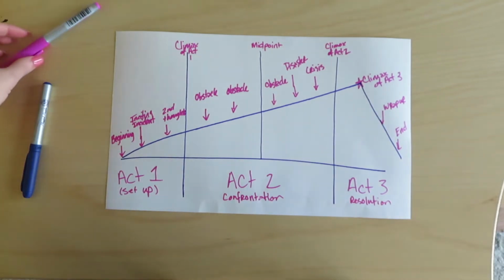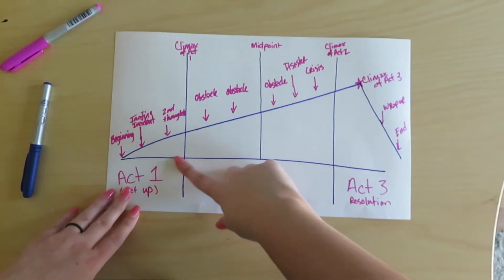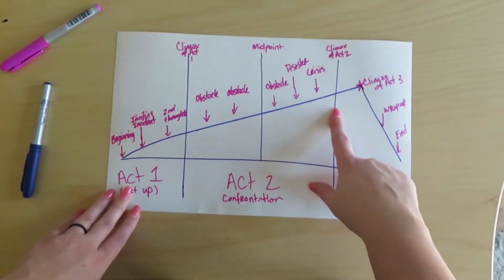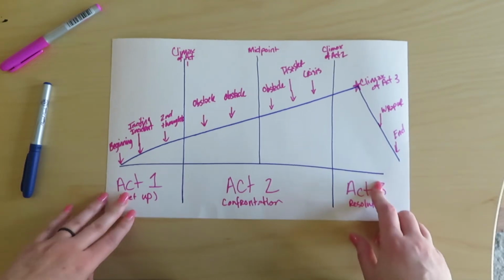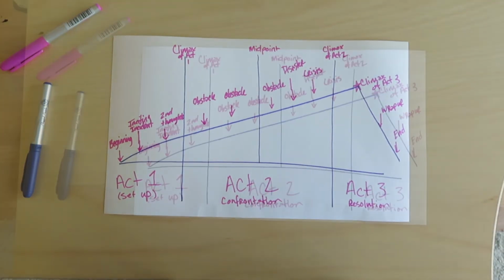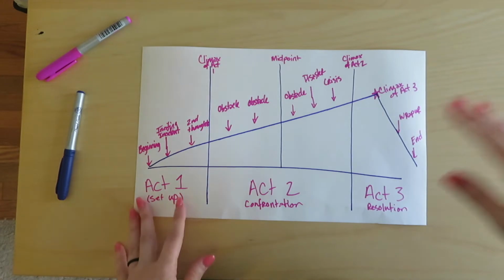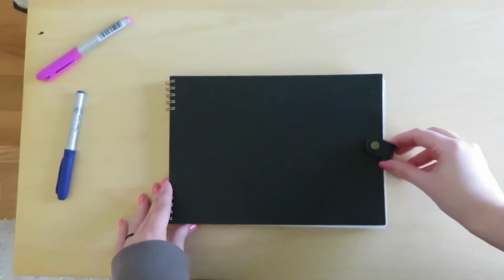I try to make sure that my story, from the beginning all the way up to the climax, has a rise in action and tension, and then there is the resolution at the end. Now, using that structure, I then move to my plotting notebook.